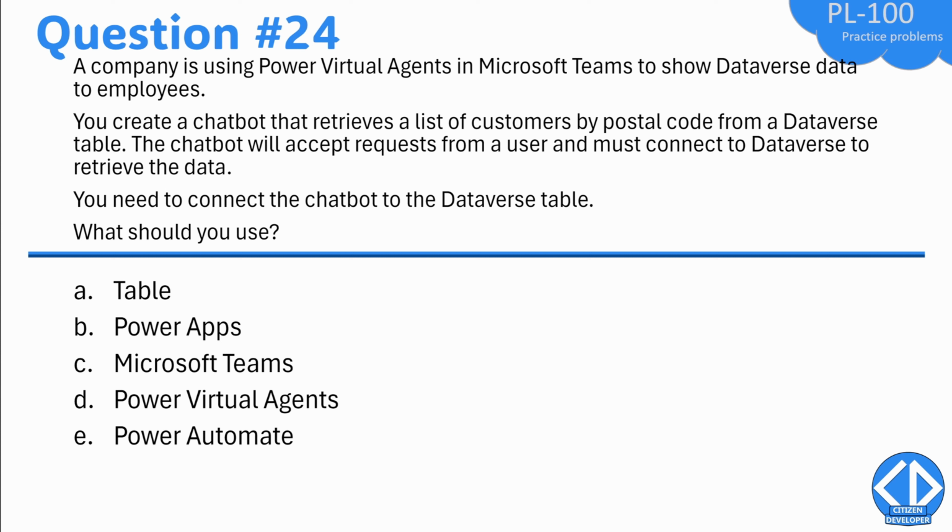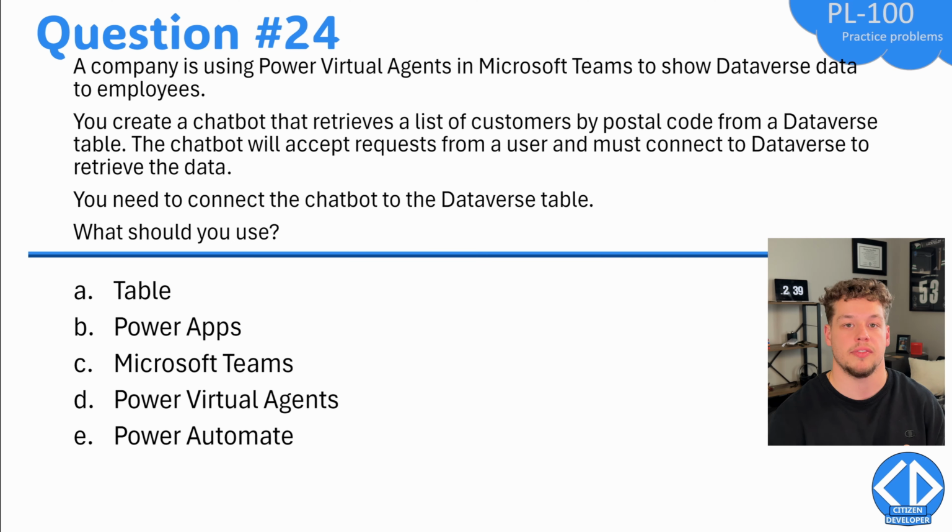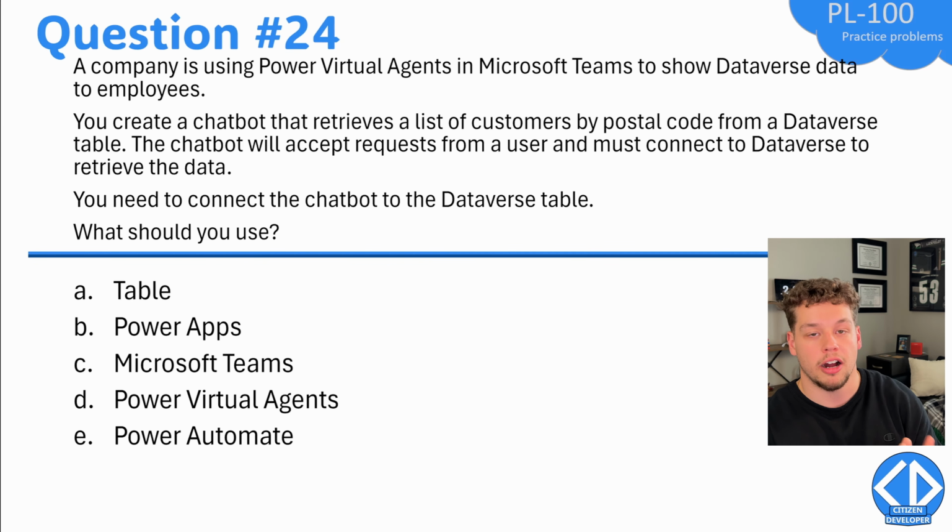Question 24. A company uses Power Virtual Agents and Microsoft Teams to show Dataverse data to employees. You create a chatbot that retrieves a list of customers by postal code from a Dataverse table. The chatbot will accept requests from a user and must connect to Dataverse to retrieve the data. You need to connect the chatbot to the Dataverse table. Okay, so this is another great example of how Microsoft is giving us a ton more information and then just asks one little question. So, in all honesty, we could have saved time by skipping all that and just reading this last sentence. You need to connect the chatbot to the Dataverse table.